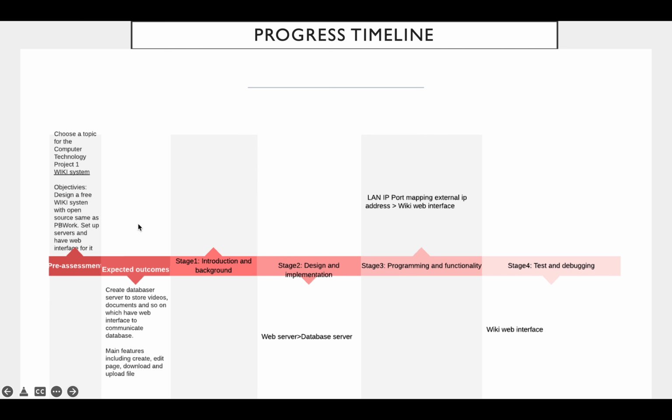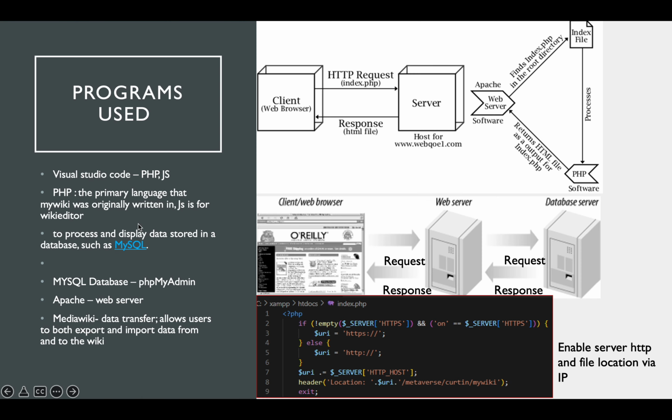Stage 1 is the introduction and my progress video. Stage 2 is the web. I need to create a web server first so that I can create a database server, and I need to configure the LAN and the external IP address so that everyone can access it. Then I program the functionality, test and debug, set up the web interface and design it, and put the content I want on the web interface.